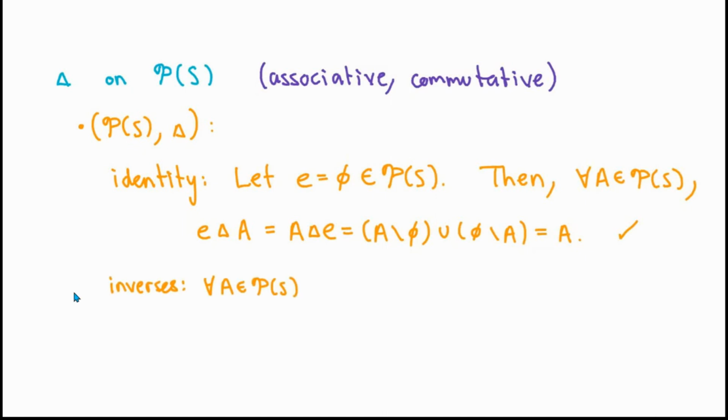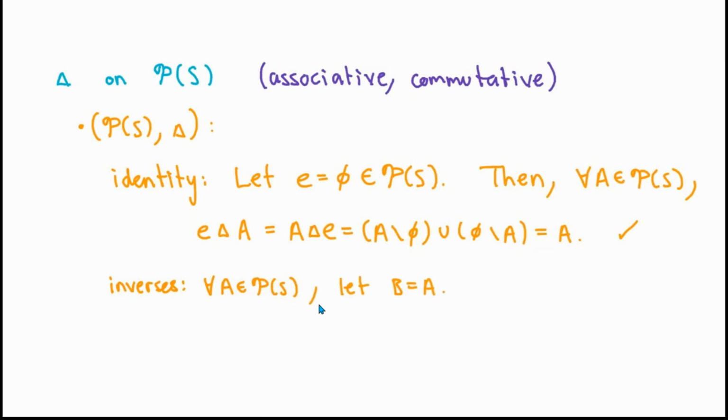Okay, next we need to think about inverses. Suppose that A is an element of the power set of S. Is it always true that I can find another set B in the power set of S with the property that the symmetric difference of A and B is equal to the empty set? Once again, you need to think about the definition of symmetric difference before you answer this, and it might be helpful to also look at the Venn diagram that illustrates what the symmetric difference does.